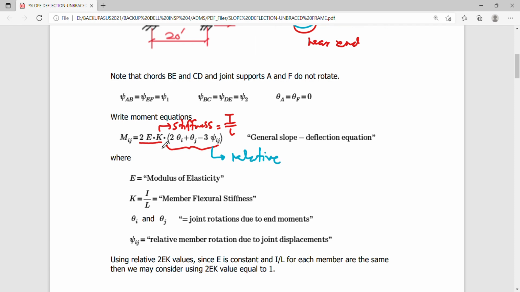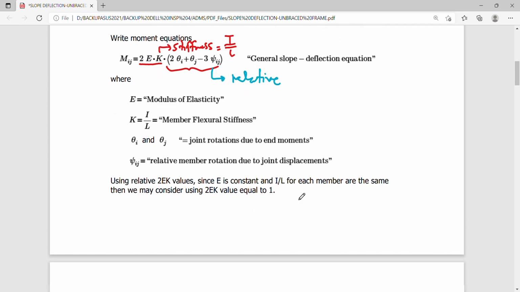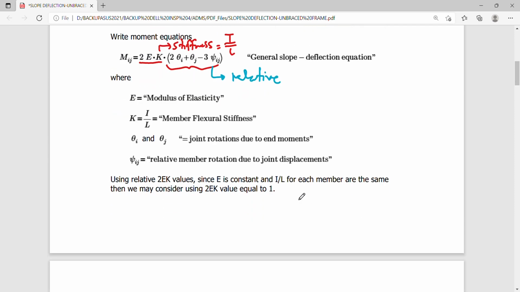So I'd like you to go through the basic concept of how it was derived. But basically, this video is to go along with the procedure in the slope deflection using a MathCAD program to facilitate our computation. Of course, E, K, and theta's are the ones described here below.